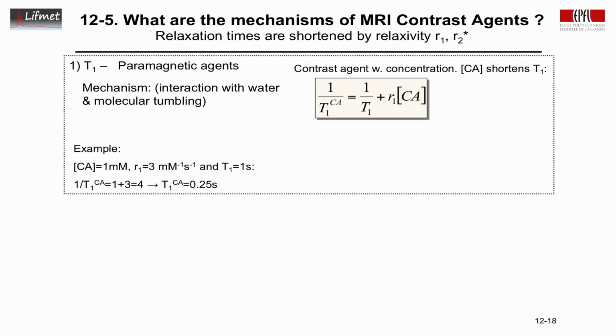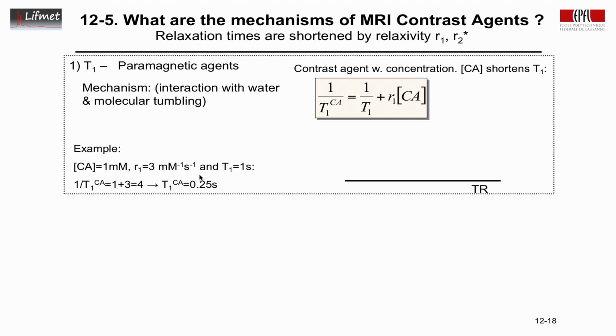Imagine you're doing your image at a TR of 250 milliseconds, with a T1 of 1 second. This will create a very dark image, but then you're close to the optimal repetition time at this point, and the signal intensity will increase drastically.